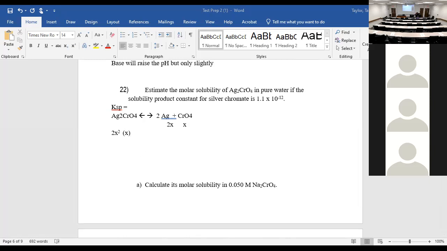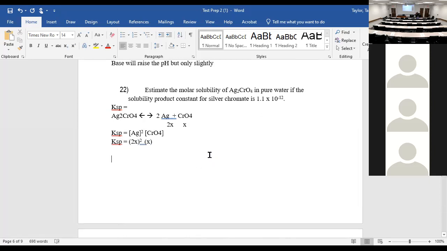Does she have that full formula? Yeah, okay. So your KSP is equal to the 2 ions multiplied by each other. So Ag and then CrO4. And since you have the 2 here, this gets squared. And so that's how we resulted in this. Kind of working it backwards right now, sorry.